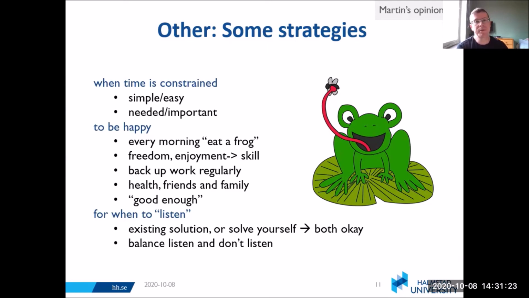To be happy, some advice. This was Mark Twain apparently who said this, but every morning you can try to eat a frog. That means just do something that you don't really enjoy so much, get it out of the way, and the rest of the day, then you'll be much happier. You can do more fun stuff.